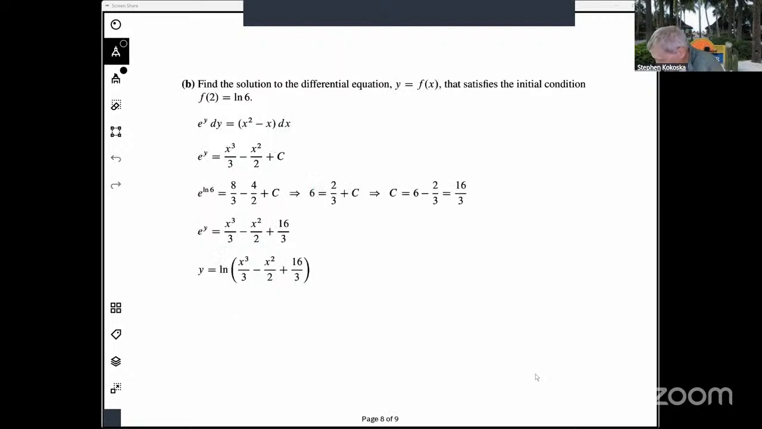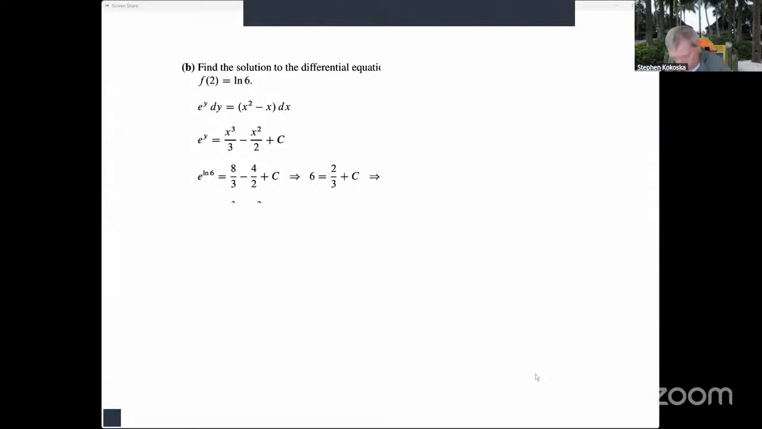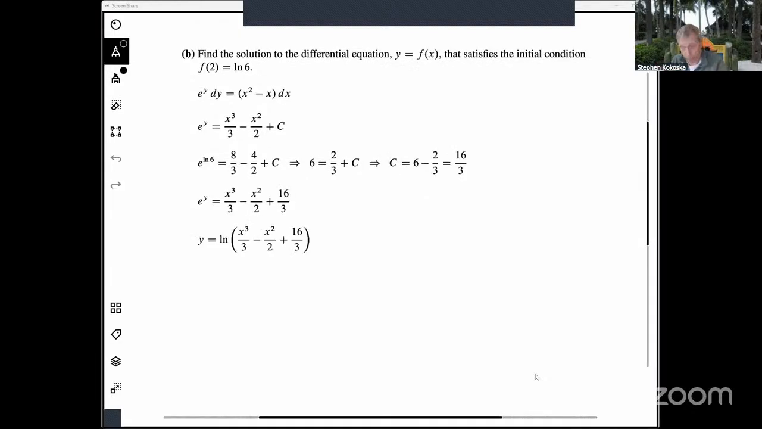Okay. Let's solve this differential equation kind of quickly and then see what this leads us to. So we want to find the solution to this DE that satisfies this initial condition. What was it? Oh yeah, f of 2 is equal to the log of 6. Okay.